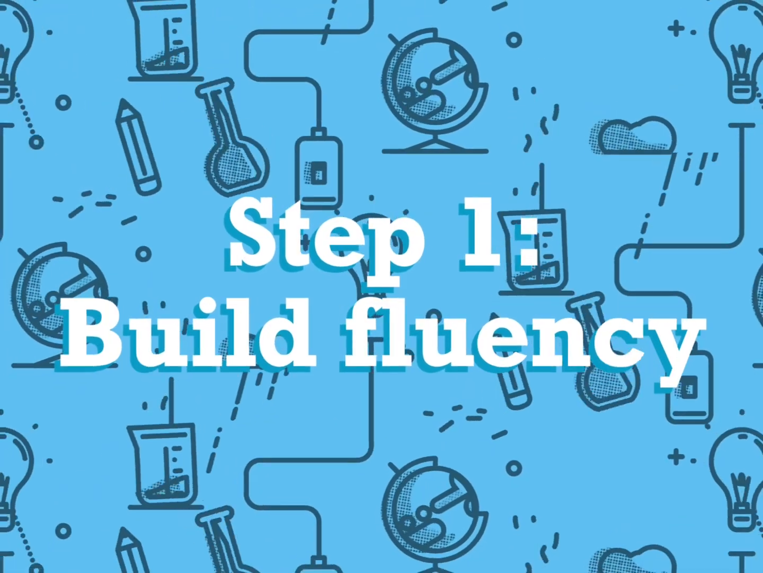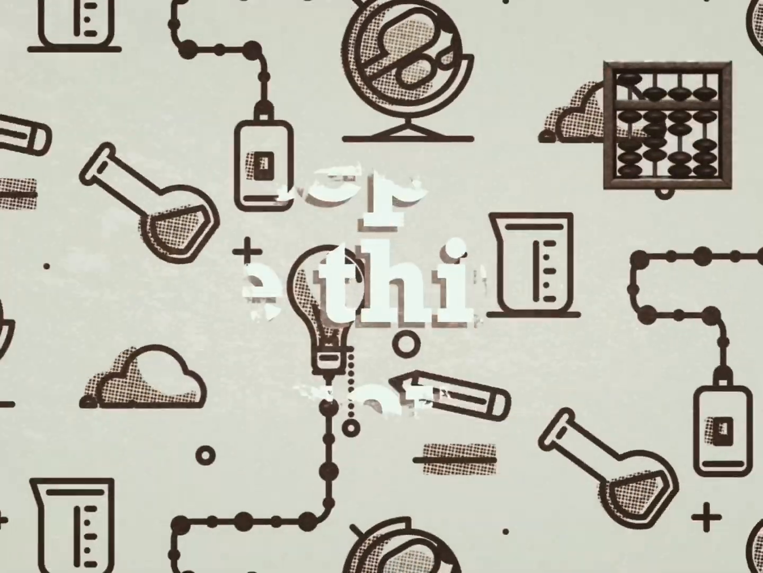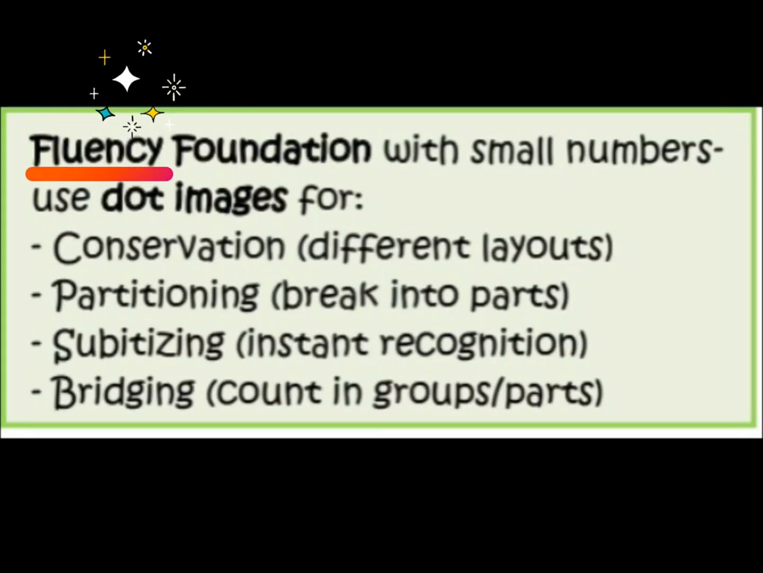Step 1. Build fluency. Remember in the last video, we spoke about the importance of using things to count. Fluency is foundational. We need to make sure that we're not getting caught out when the items are laid out a different way. We need to be confident that we can break the amounts into parts. We need to be quite quick at recognising a small amount of something. And we need to be able to start putting things into bundles, ideally bundles of 10 to make counting up quicker.